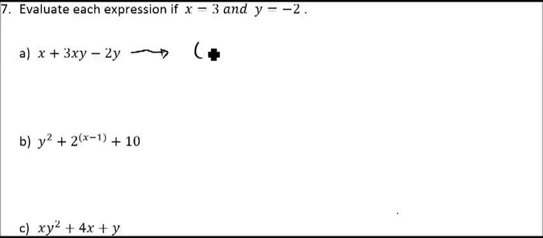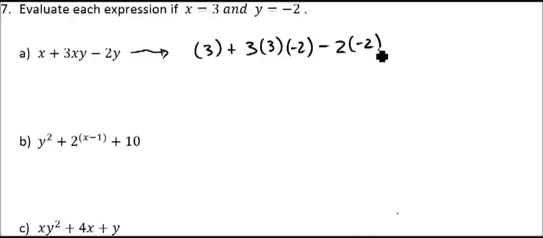So I know that x is 3, so I'm going to plug a 3 in for the x. Then I have plus 3 times an x, which is 3, and then times a y, which is negative 2. And I'm going to subtract from that 2 times y, which is negative 2. So you can see I have the 3, and then plus 3 times negative 2, and then minus a 2 times a negative 2.